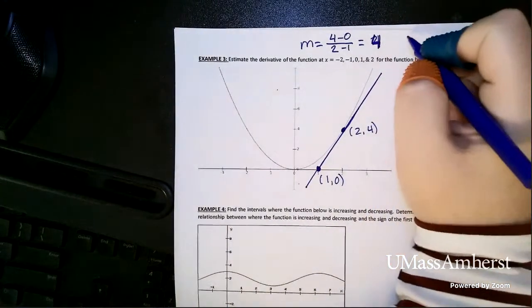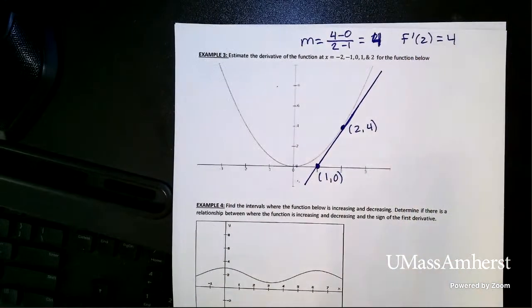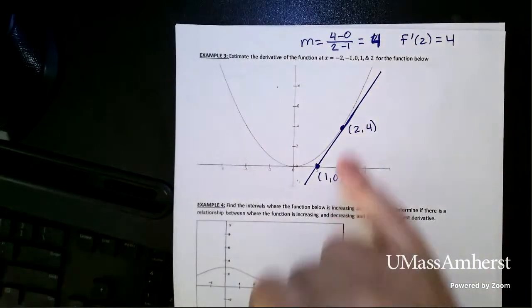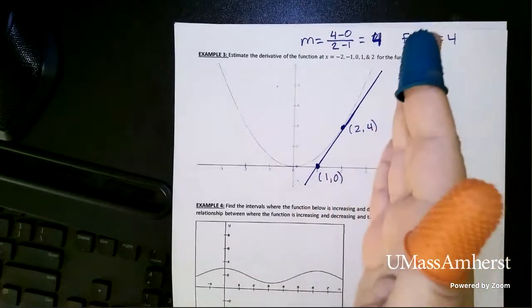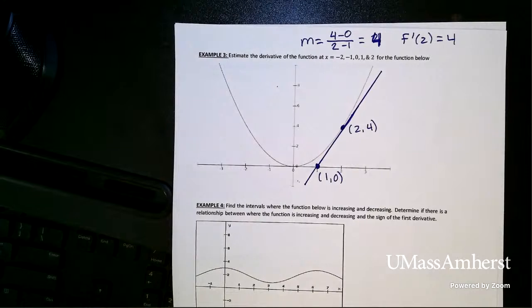So here, f prime of 2 is approximately 4. Again, it should be positive and it should be bigger than your approximation at 1, because we should be steeper as we move to the right. So your approximations might not be exactly the same as mine, but they should be relatively close.